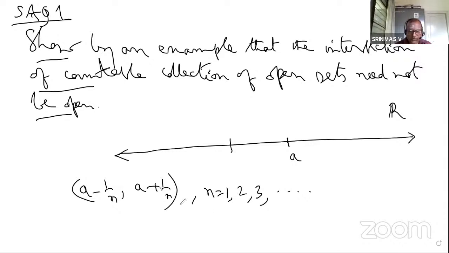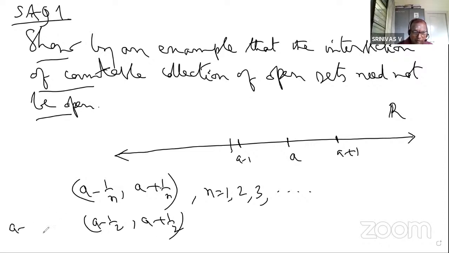What happens if n is 1? This is a minus 1, a plus 1. A minus 1 may be somewhere here, and a plus 1 here. Then I'll take n equal to 2. Then we get a minus half, a plus half. For n equal to 1, I get a minus 1 by 1, comma, a plus 1 by 1. A minus half will be somewhere here; from a, you subtract half. And this is a plus half.